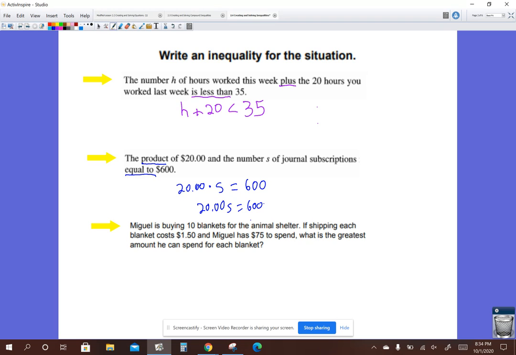Miguel is buying 10 blankets for the animal shelter. You know what? Let's make this personal. Remember what I told you. Let's make it personal so it's easier to understand. So instead of Miguel, I'm going to say Mr. Hassan. Mr. Hassan's very nice, so he's going to be buying 10 blankets for the animal shelter. If shipping each blanket costs $1.50, and Mr. Hassan has $75 to spend, what is the greatest amount he can spend for each blanket?